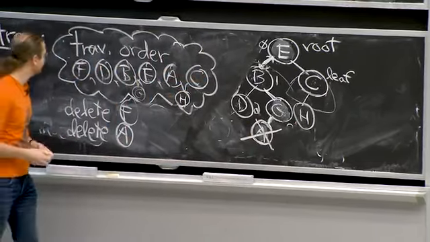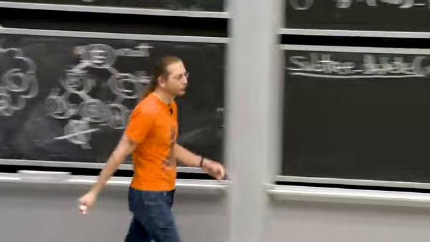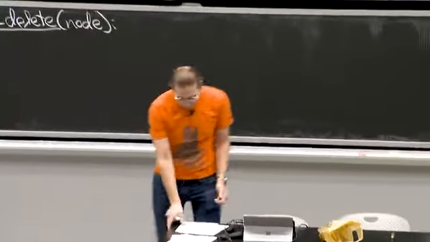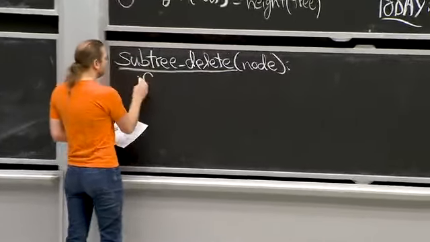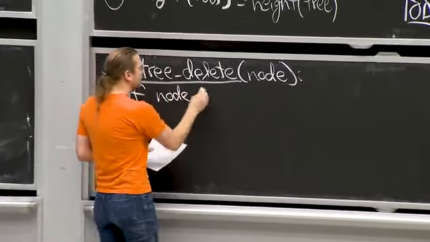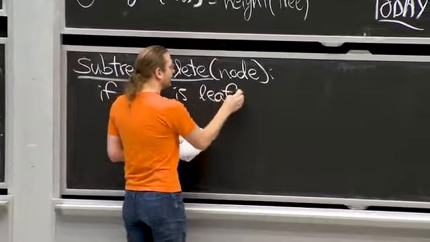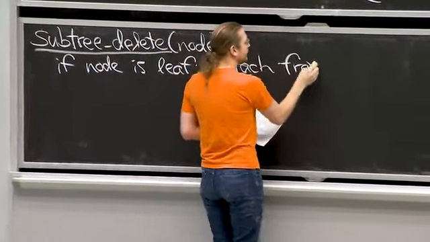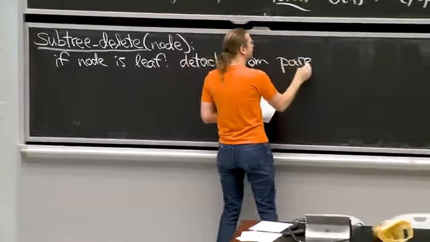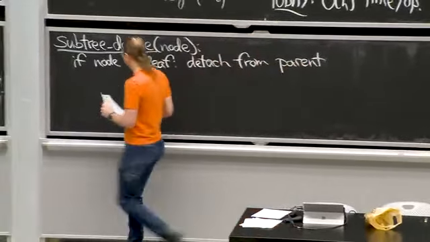Okay, so that's what we're going to follow. Now, in actuality, it's a little tricky. Sometimes we need to use predecessor. Sometimes we need to use successor. Okay, so the cases are, if the node is a leaf, just detach it from the parent. Easy. That's sort of our base case in the recursion.